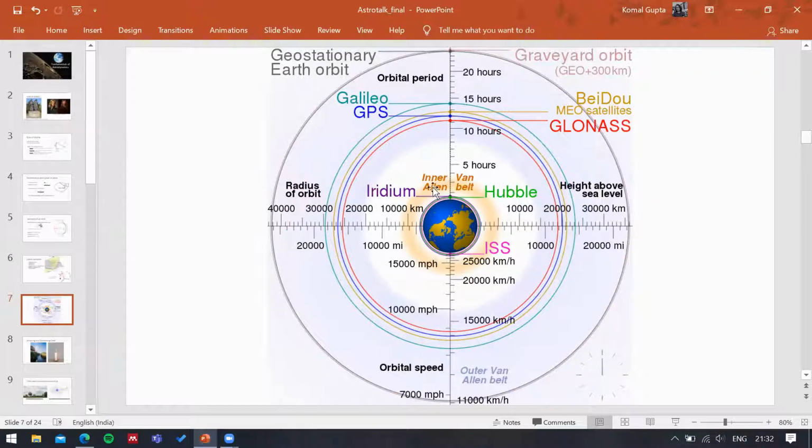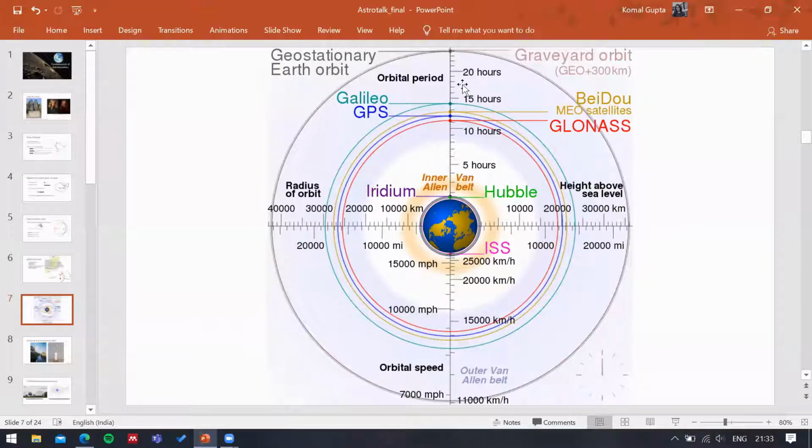Now, as you can see, this lies below the inner Van Allen belt, because obviously we can't put anything inside the Van Allen belts. Then coming further away from the surface of the Earth, we see another band, which is the medium Earth orbit. Now, these usually contain navigational satellites, and some satellites that have extremely high eccentricity and are made for observation of high latitudes.